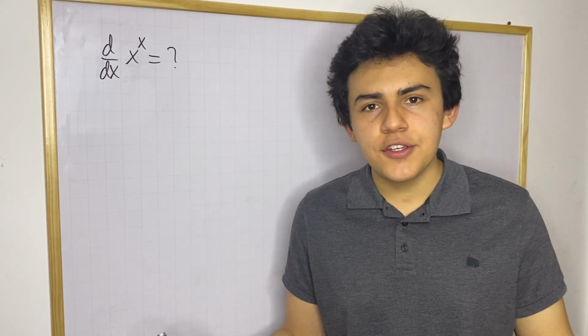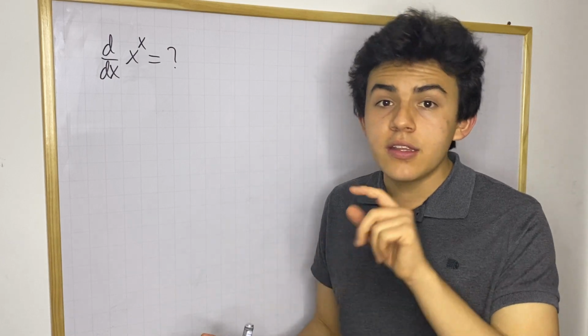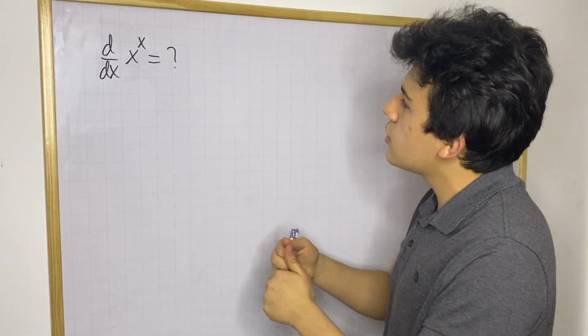Hello guys, today I want to show you how you can take the derivative of x to the x. This is pretty simple, and the method that we're going to use today is implicit differentiation. So let me show you what you can do.